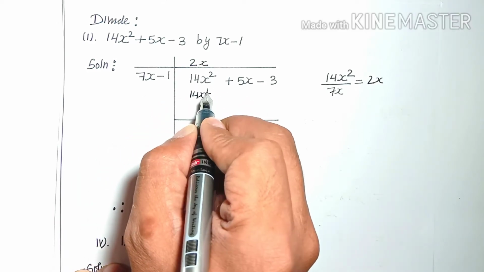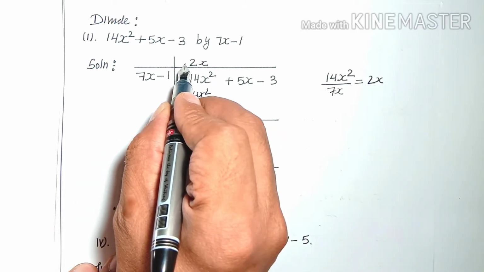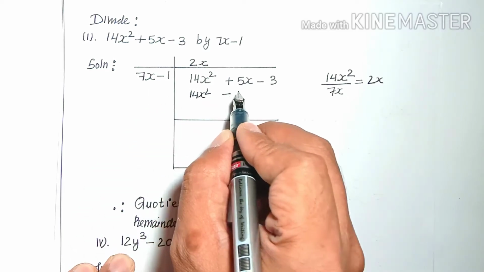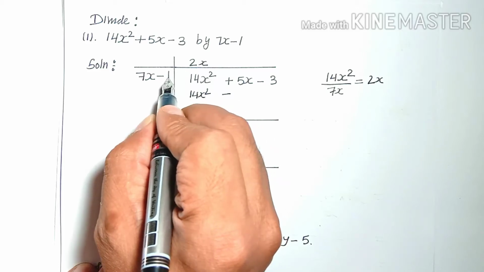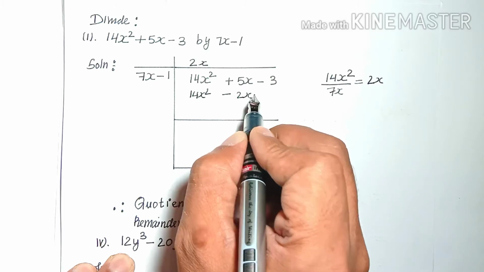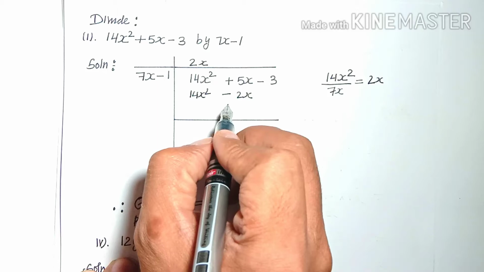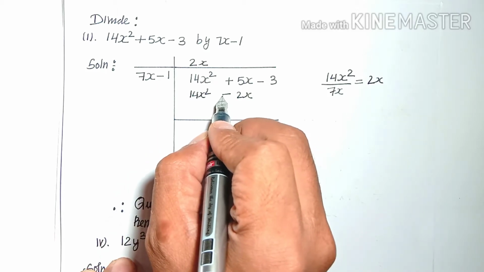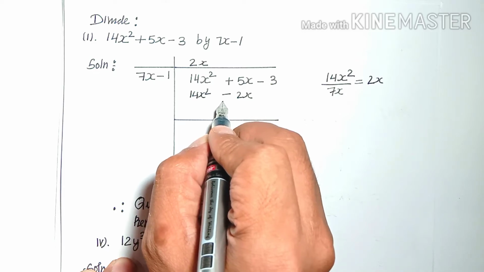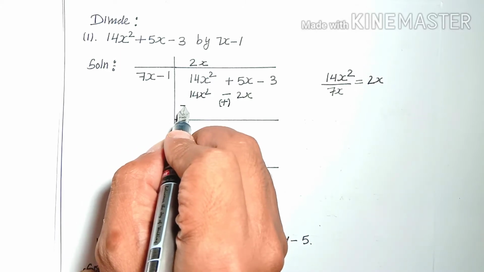14x squared. After that, again you'll have to multiply the sign here, plus into minus, or minus into plus, which is minus. Next, again you'll have to multiply these two. 1 into 2x will be 2x. After that, you'll have to subtract these two values. Now at that time, all the given signs you'll have to change. Minus will change to plus sign. Likewise here, plus will change to minus sign.